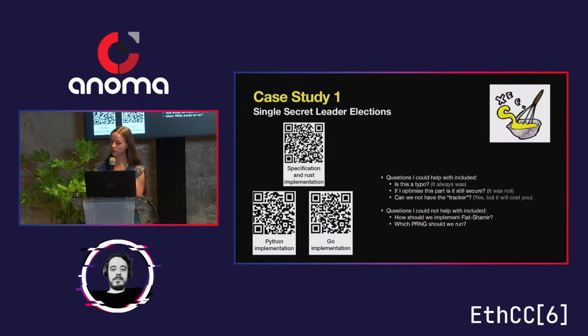In terms of questions I was less able to help with, but there were other very intelligent people that could help: how should we implement feature so hash functions? This is a very big question. And which PRNG should I run? So this is, again, saying there's all these different PRNGs out there. Which one is good for this use case? Again, this is getting to the level where I might not be the right person to ask.